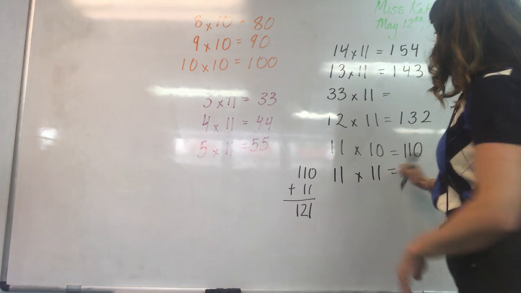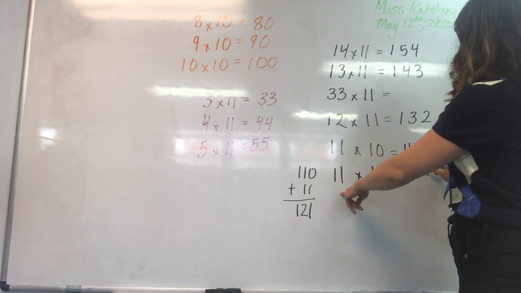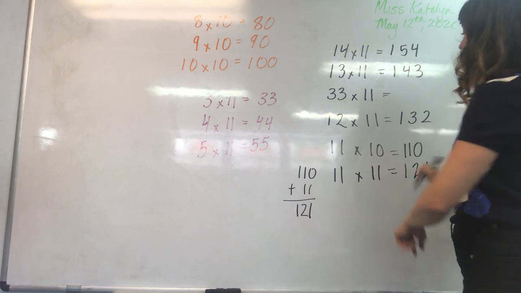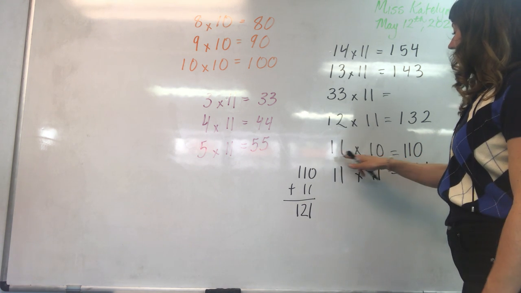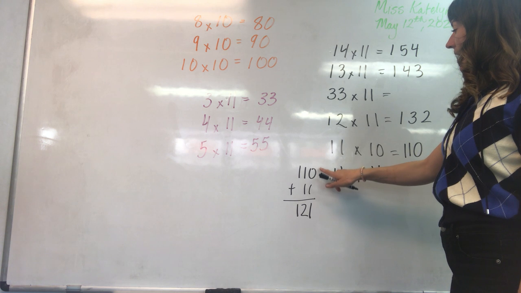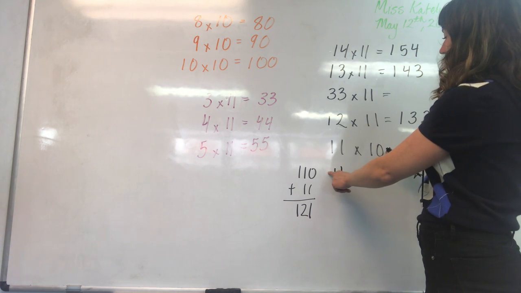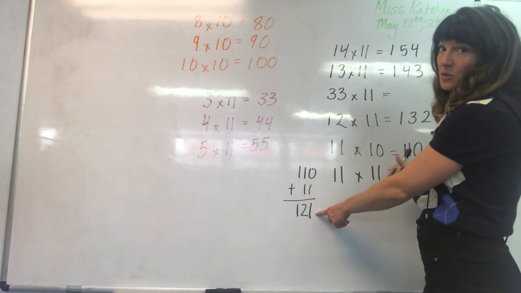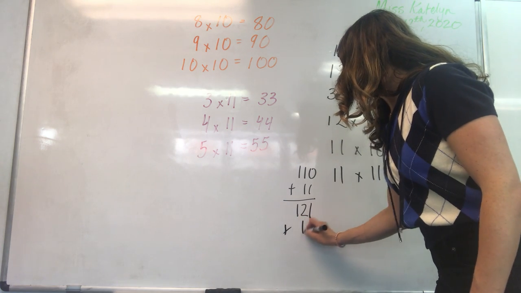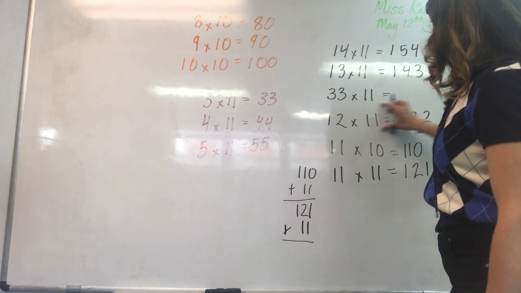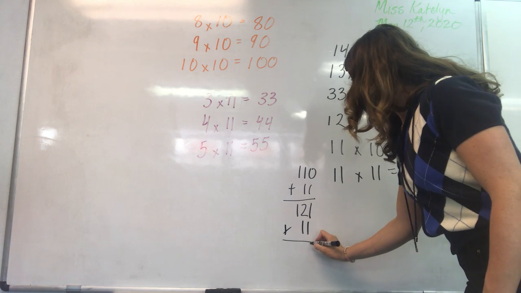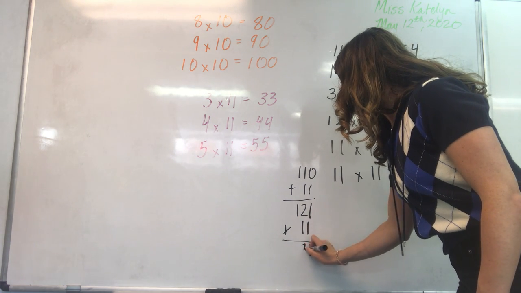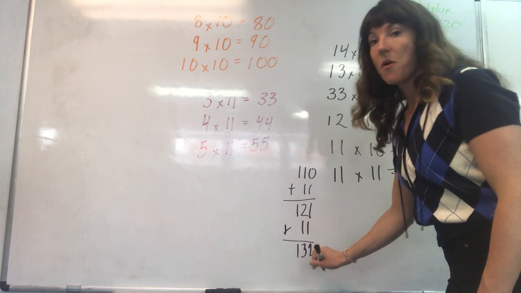I was like, I'm missing one. I split my factors, 1 and 1, and I add them together. 1 plus 1 is 2. So this is proving 11 times 10 plus 1 is 121, plus another 11, which is this equation. 1 plus 1 is 2, 2 plus 1 is 3, and 1 plus 0 is 1.